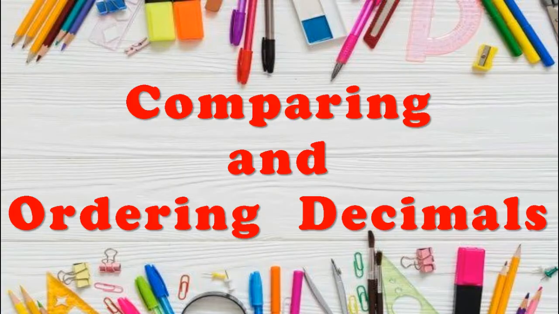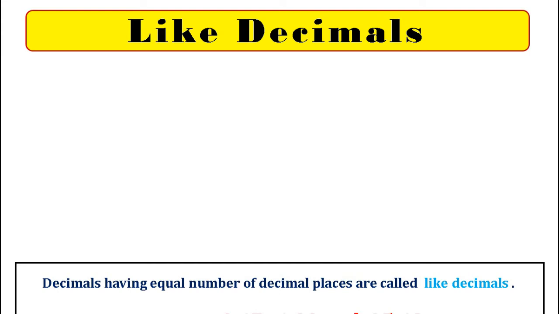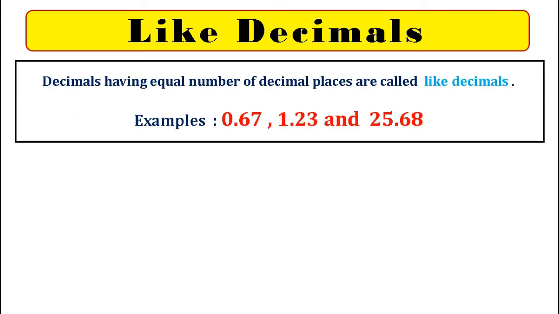Before we learn how to compare two or more decimal numbers, let us first know about the three types of decimals. At first, we have like decimals. So, what are like decimals? Decimals having equal number of decimal places are called like decimals. Examples: 0.67, 1.23 and 25.68. Now, what are decimal places?